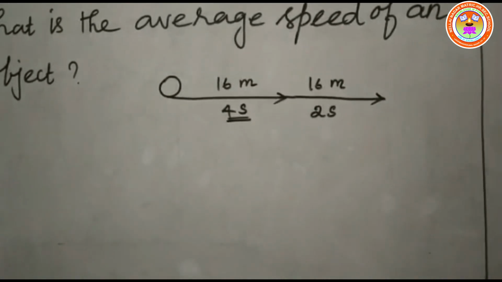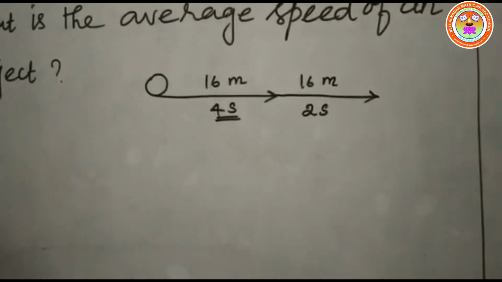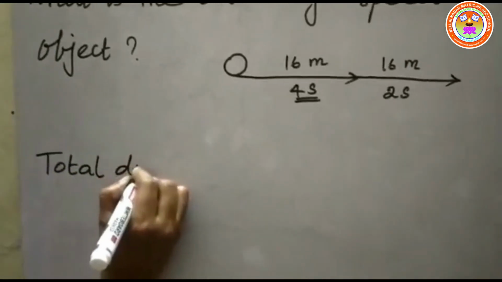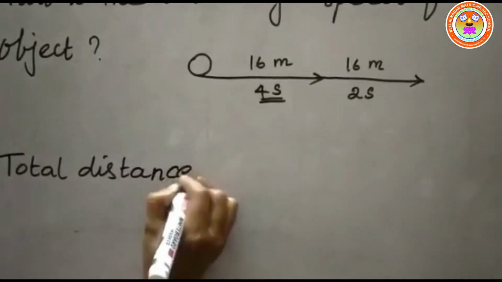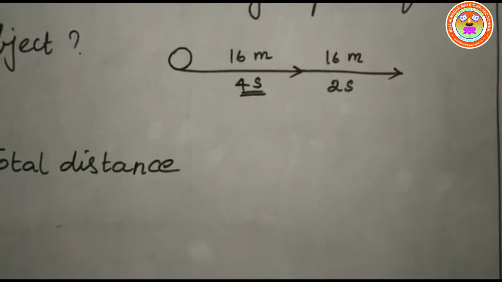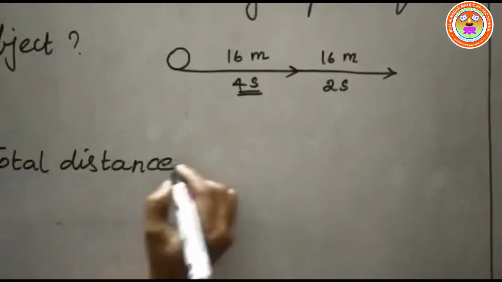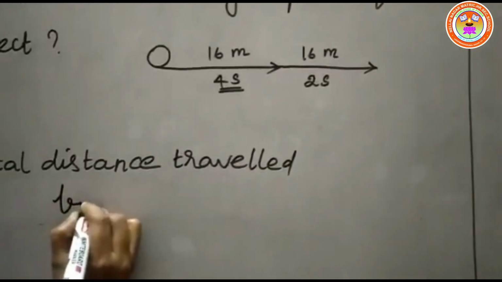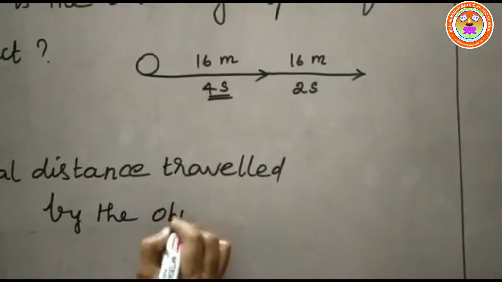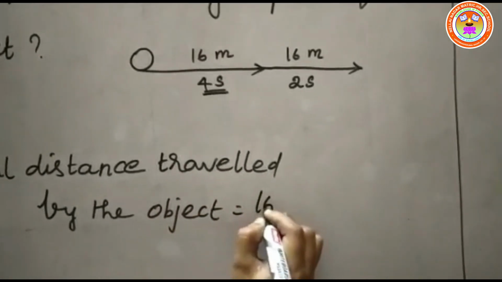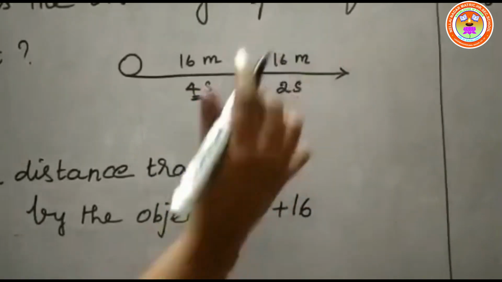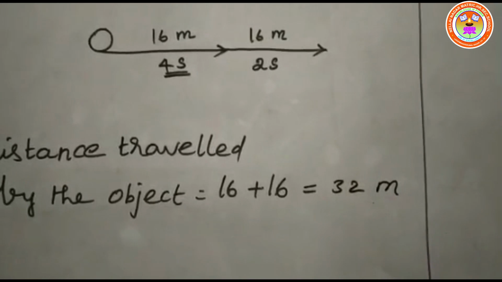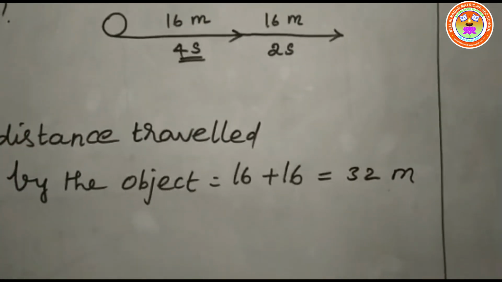So first we have to write what data are given, and first find out the total distance, the total distance covered or traveled by the object. The first distance is 16 meters and the second distance is 16 meters. So what will come? 16 plus 16 is equal to 32 meters. This is the total distance traveled by the object.